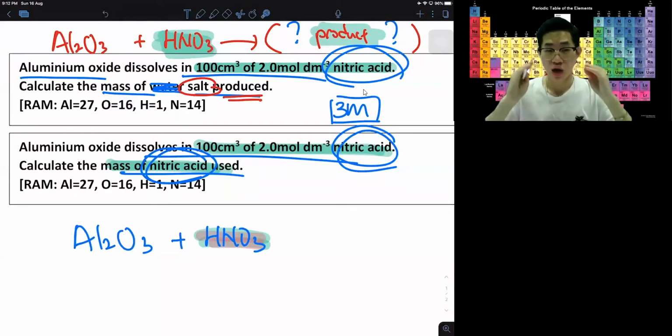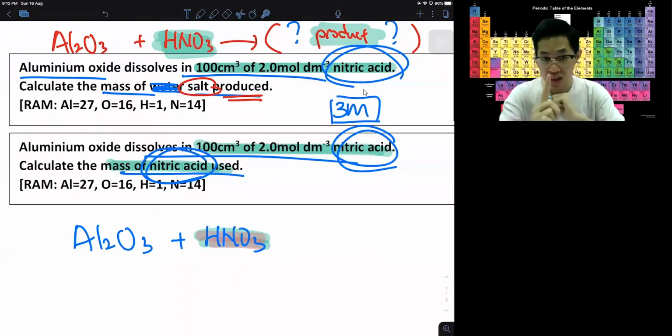Understand? So how you identify it is how many chemical substances are involved. More than one, it will be the 3 marks question, ratio. If it is one substance, no need ratio.